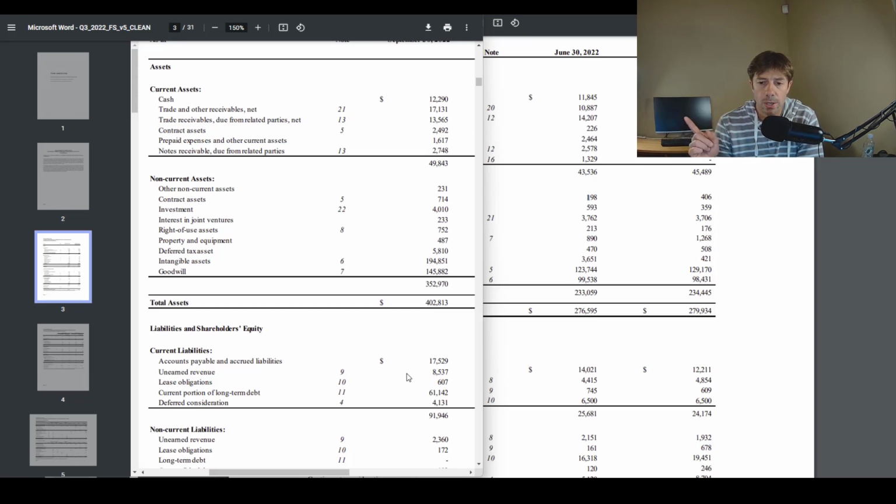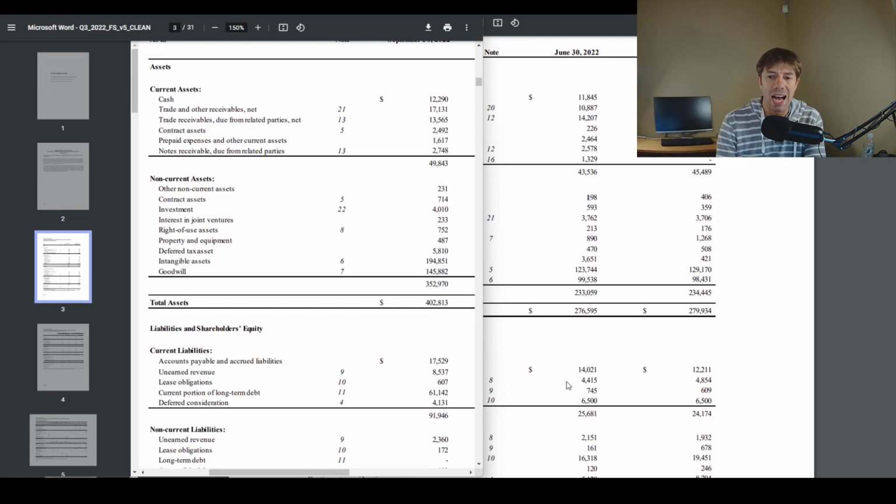So in other words, they got, and what's the difference? What's the difference between 8.3 million? So we have 8,537 minus 4,415. Yeah, 4,415. That's $4.1 million of cash that they got from clients, the cash they received.